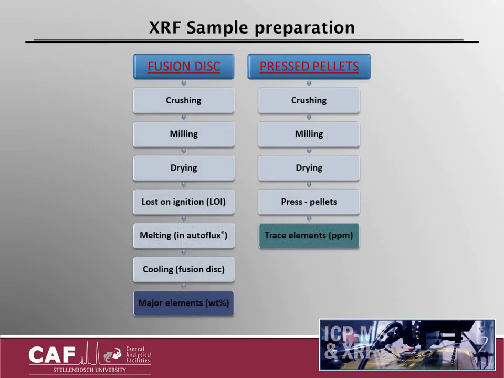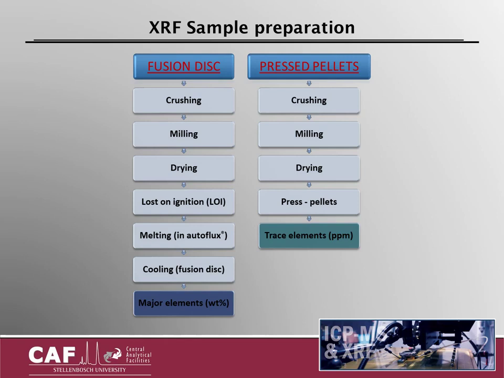The preparation of samples for XRF analysis can be done by two methods. The first is by making a fusion disk from your sample or a pressed powder pellet. The decision as to which method to follow will depend on the elements to be analyzed and the estimated concentrations thereof. To make either a fused disk or a pressed powder pellet, the sample needs to be milled in a fine powder form. If it is not in a powder form, it will have to be crushed, milled and dried, as would be the case with rock samples.